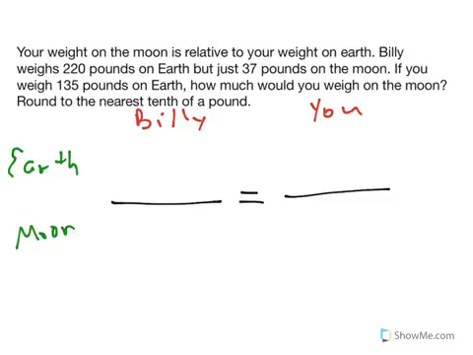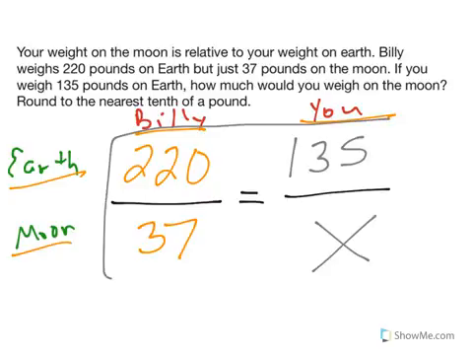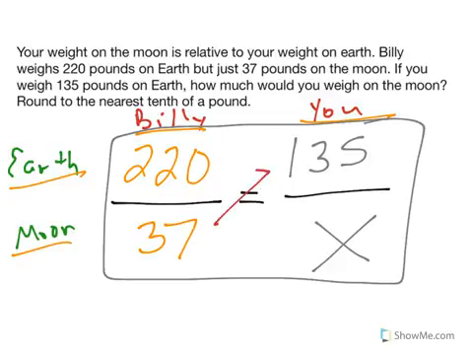So we know that Billy weighs 220 pounds on Earth and 37 pounds on the moon. And this is why I like to use words, because it's very clear then where you put different numbers. But when you look at you weigh 135 pounds on Earth, and you're trying to figure out how much you weigh on the moon, we now have a proportion that we can solve with cross multiplication.